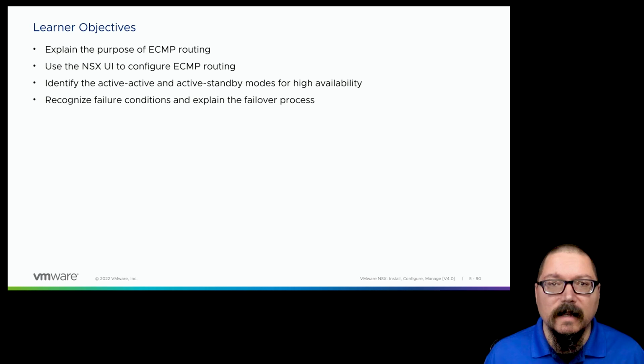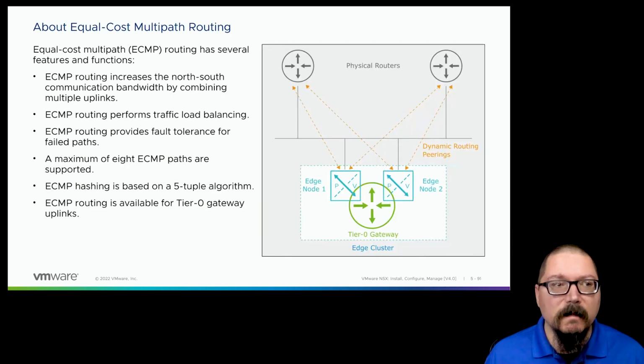Now, we lump in ECMP, or equal cost multipathing, into this HA model, this high availability model, because in a way, equal cost multipathing provides us some high availability for our routing, for our north-south routing in a lot of respects. So we're going to kick off with ECMP and talk about what it is.